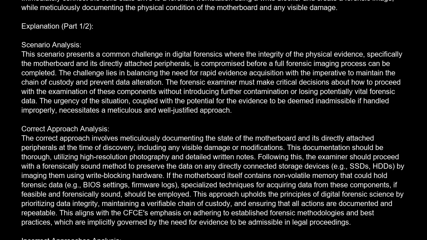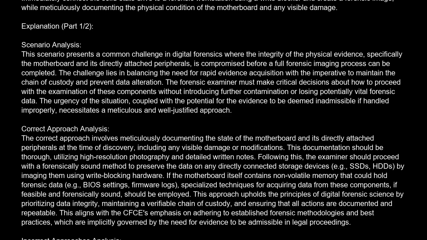The challenge lies in balancing the need for rapid evidence acquisition with the imperative to maintain the chain of custody and prevent data alteration. The forensic examiner must make critical decisions about how to proceed with the examination of these components without introducing further contamination or losing potentially vital forensic data. The urgency of the situation, coupled with the potential for the evidence to be deemed inadmissible if handled improperly, necessitates a meticulous and well-justified approach.